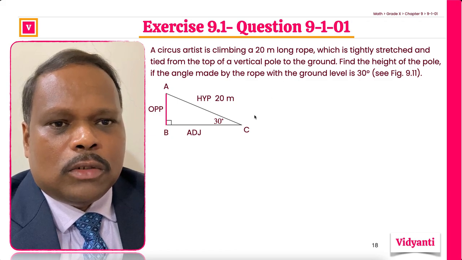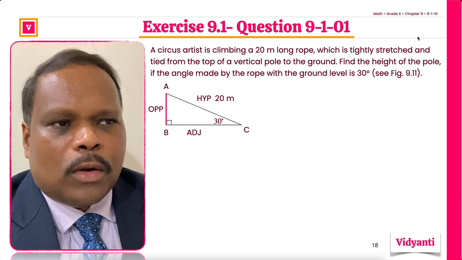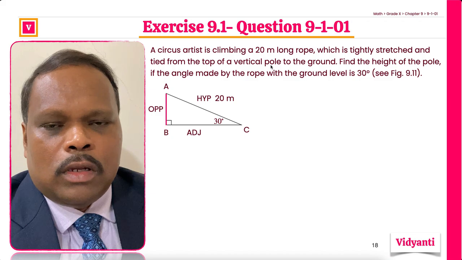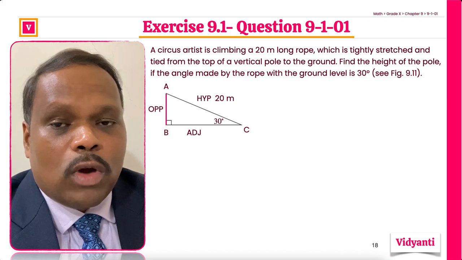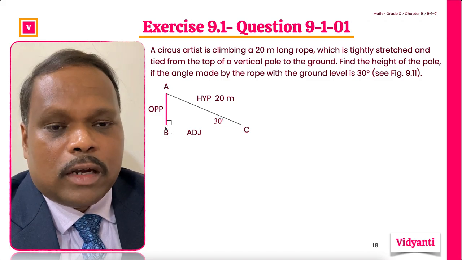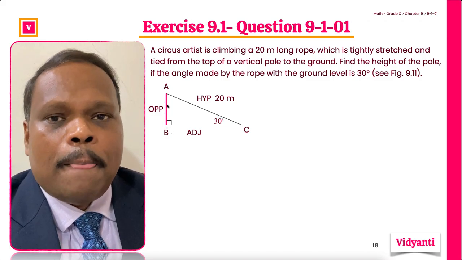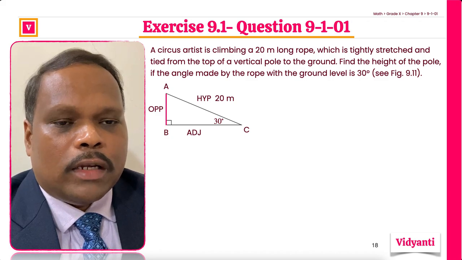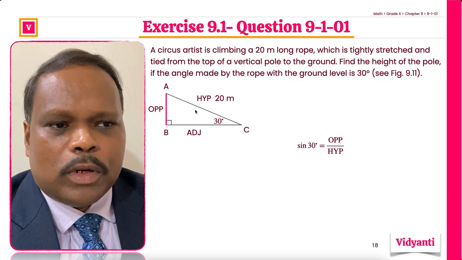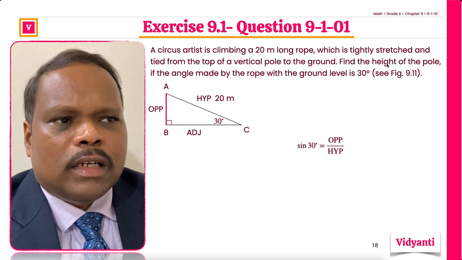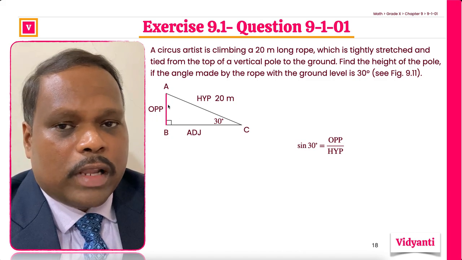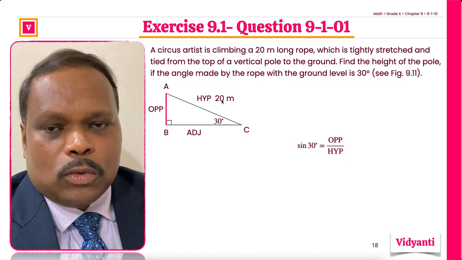Now, a circus artist is climbing a 20-meter long rope. The rope is assumed to be diagonal, tightly stretched and tied from the top of a vertical pole. You have to be careful about these keywords: vertical, horizontal, incline, and all those things. Here, the pole is vertical, the pole which I have shown with the pink color, and the top of that pole is connected with the ground, so this is inclined, this is the rope. In this case, we have to find the height of the pole. Whatever this pink line is, that is the pole, and that height is not known. The rope is known, so the hypotenuse is known.